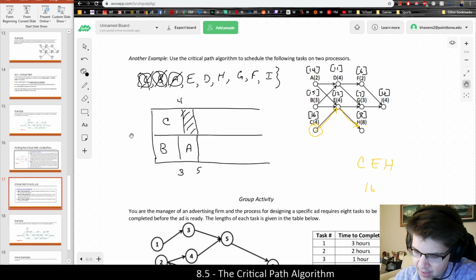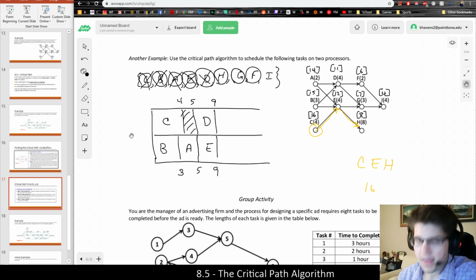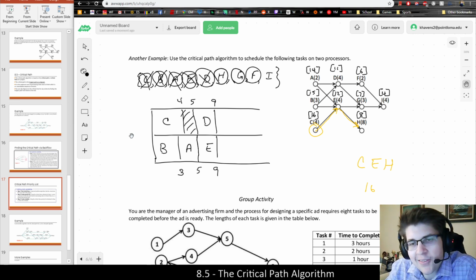And now we have A's finished after 5 minutes. Now E and D both become ready, which both have times of 4 minutes. Schedule those two next. Then H, G, and F become ready. And so far we've got exactly an identical solution, so we can tell there's not a huge difference.